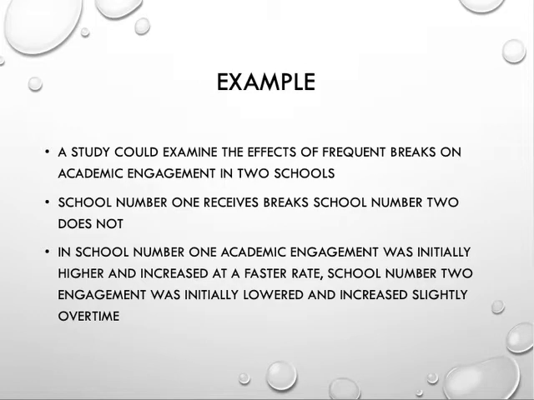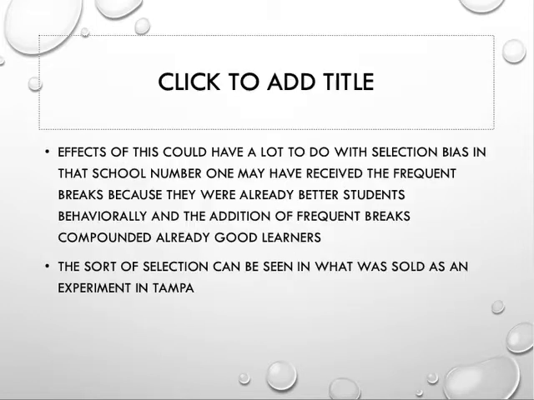For example, a study could examine the effects of frequent breaks on academic engagement in two schools. School number 1 receives breaks, school number 2 does not. In school number 1, academic engagement was initially higher and increased at a faster rate. In school number 2, engagement was initially lower and increased slightly over time. Effects of this could have a lot to do with selection bias, and school number 1 may have received the frequent breaks because they were already better students behaviorally, and the addition of frequent breaks compounded already good learners.